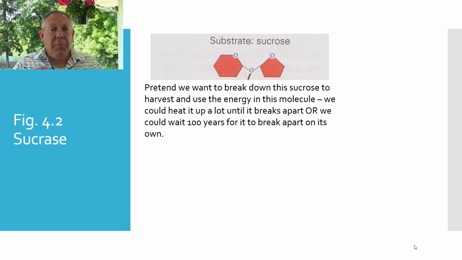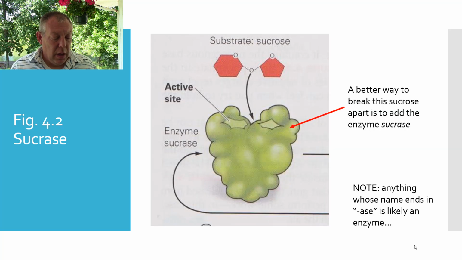Well, you could heat it up. You could add heat, and then that sucrose would break apart. But of course, that's not going to work. You can't heat up your cell this way to make this thing break apart. We could just wait. You could wait 100 years, 1,000 years. The second law of thermodynamics says eventually this sucrose molecule is just going to break apart on its own. But that's going to take forever. That's not going to work either. So what we'll do is add an enzyme. The enzyme that we're going to use is called sucrase.